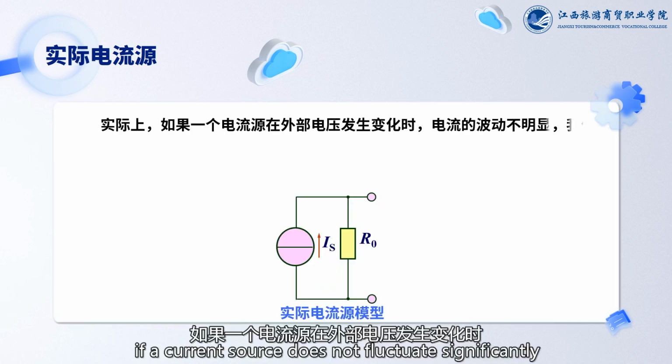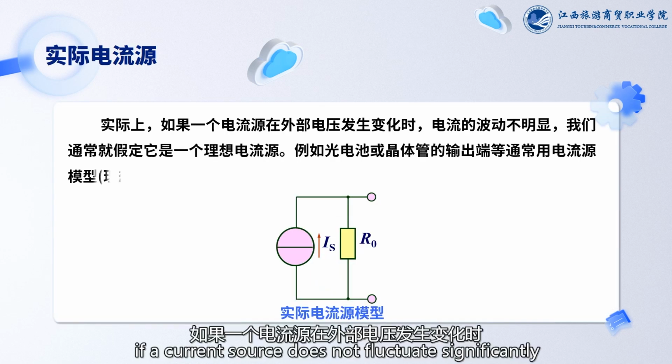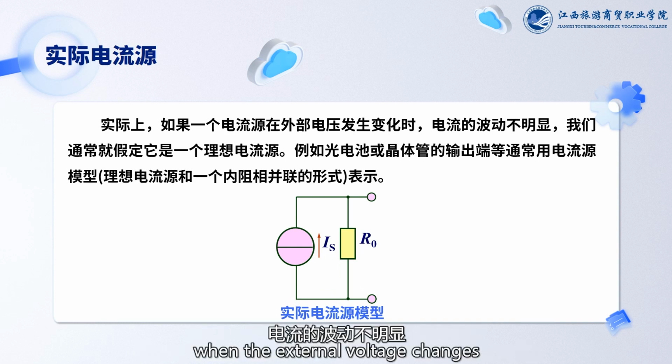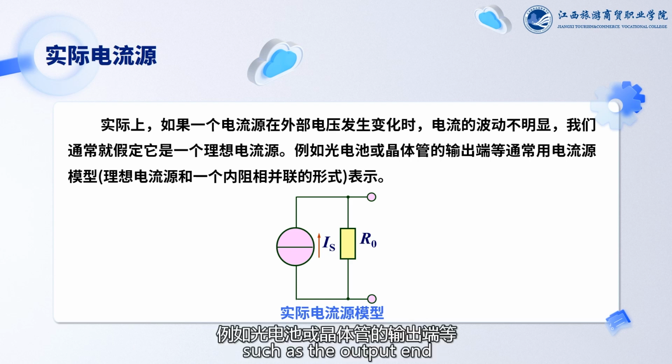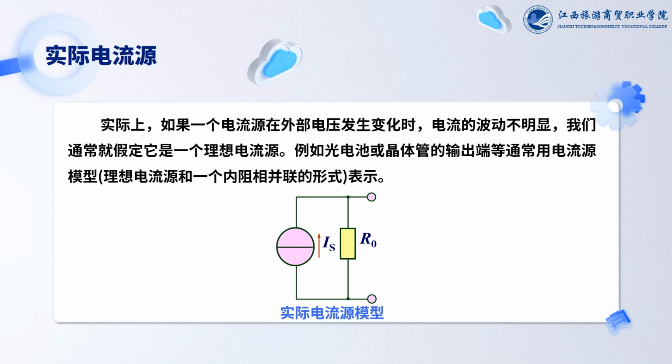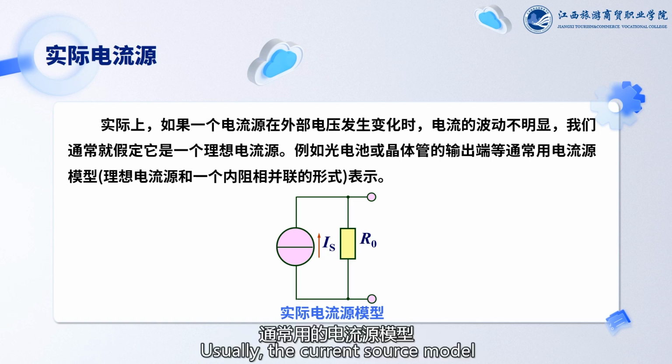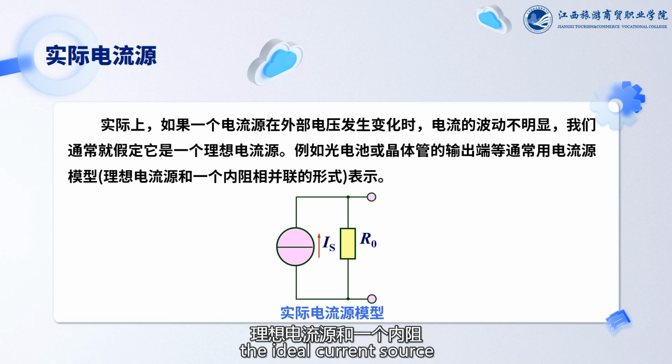In fact, if a current source does not fluctuate significantly when the external voltage changes, we usually assume that it is an ideal current source, such as the output end of a photovoltaic cell or a transistor. Usually, the actual current source model is expressed as an ideal current source and an internal resistance in parallel.